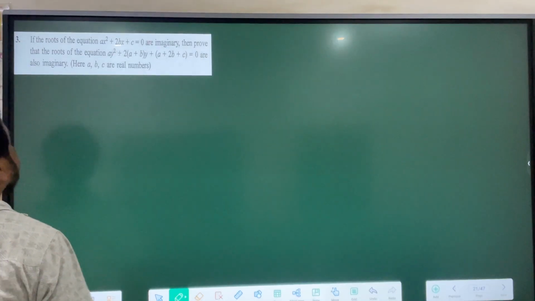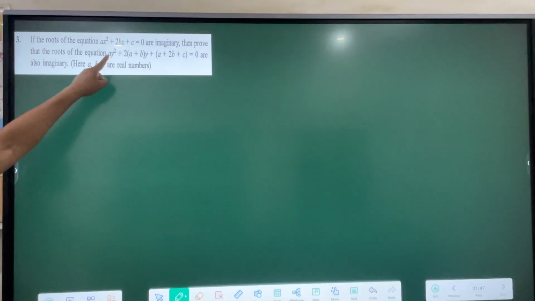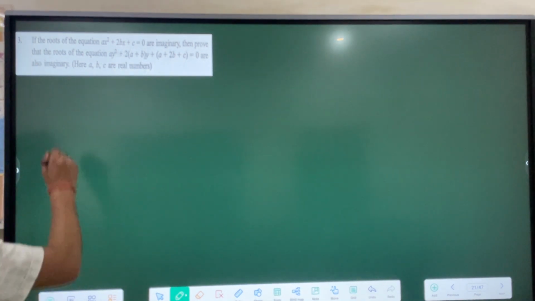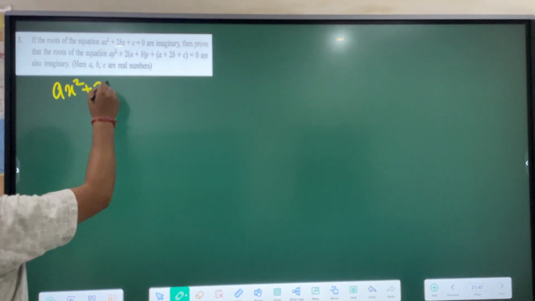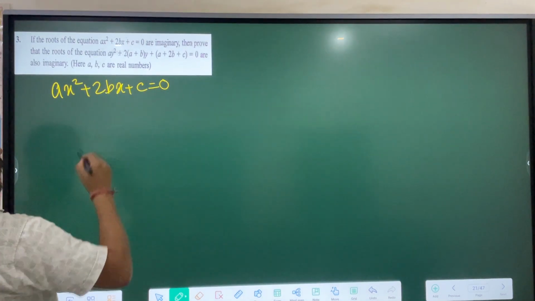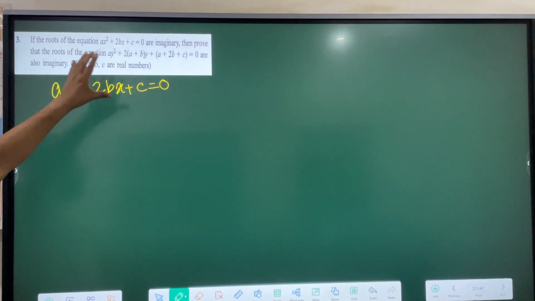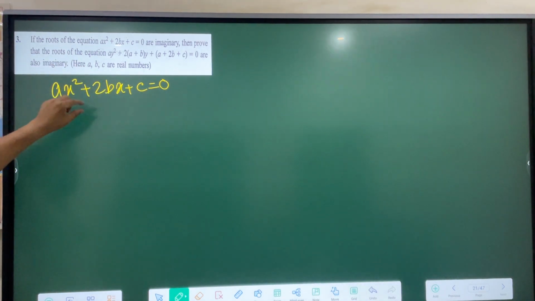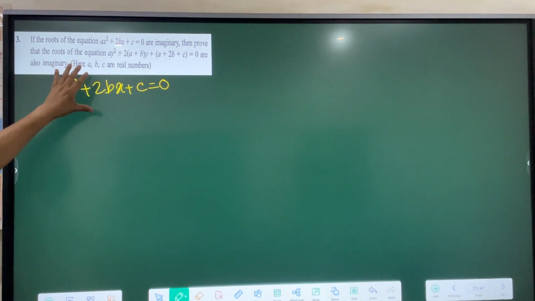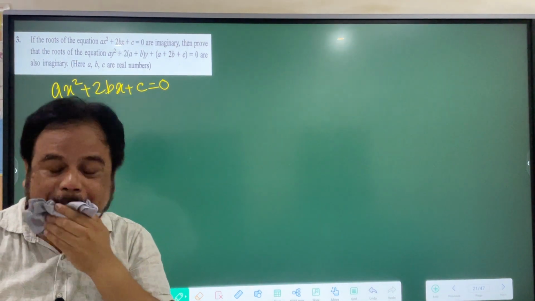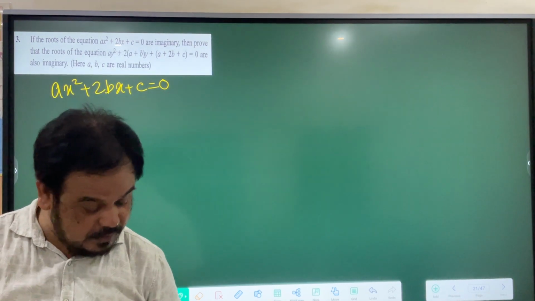Number 3. If the roots of the equation ax square plus 2bx plus c equals to 0 are imaginary, that means the roots of this equation are imaginary. Whatever value of x we get from here will be imaginary. That means in that case i will exist. i will be present in that case.